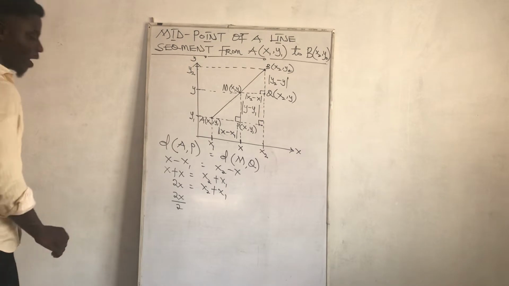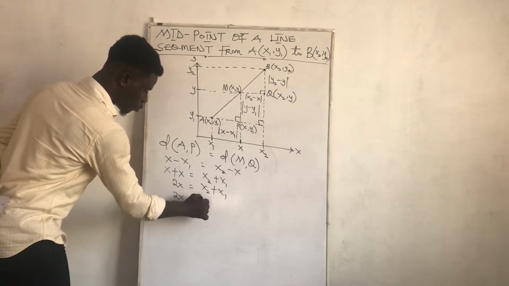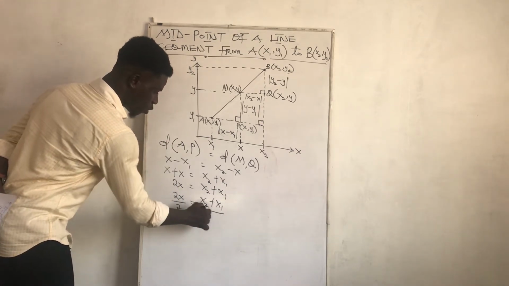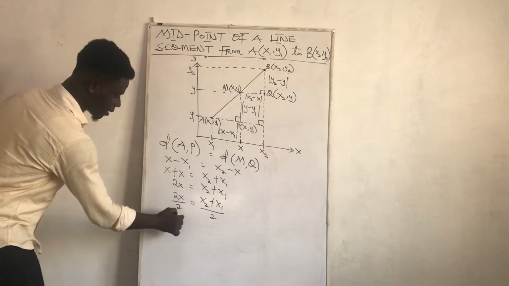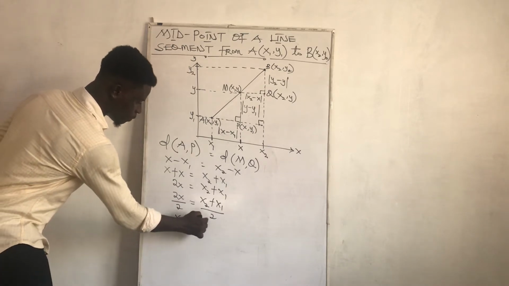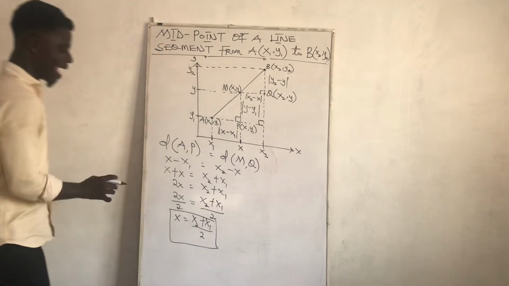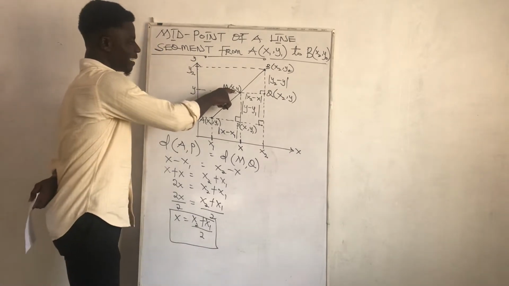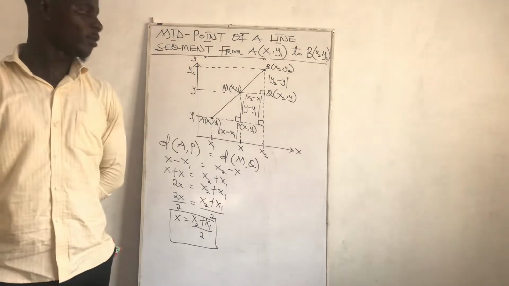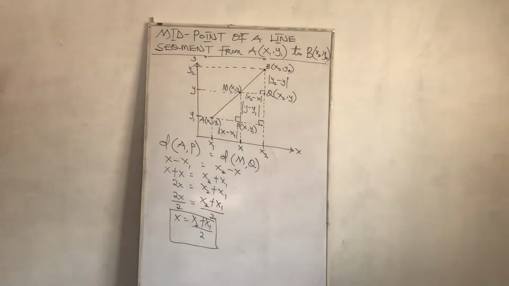So here also x2 plus x1 all over 2. So I'll get x being equal to x2 plus x1 over 2. So that's the x value for this midpoint. So please watch it very carefully. It's very, very simple.